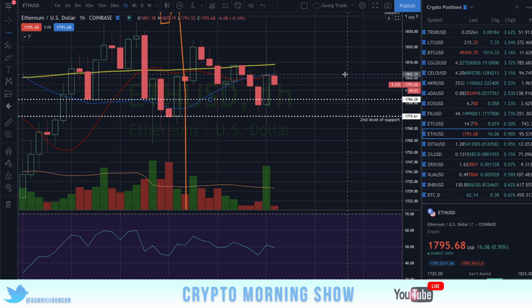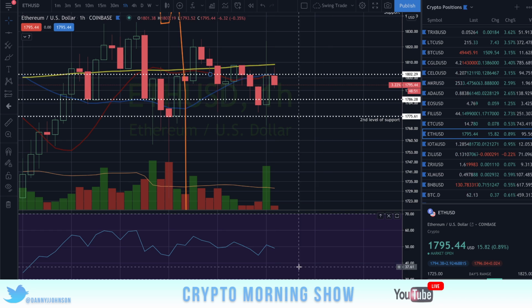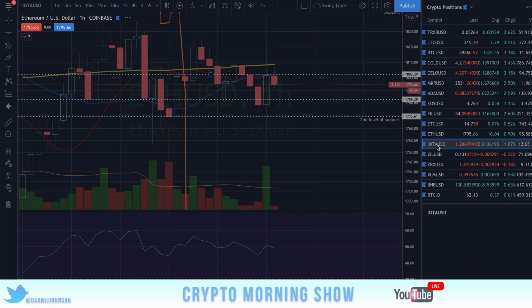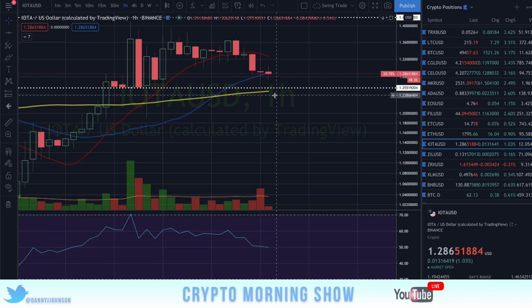But we do need to get above that region there, 1802.29, then look for the 100-day moving average resistance, and then try to push through there. Volume was pretty heavy last candle on the hourly, so we're early into this candle. We'll see how it goes, just keep an eye on that volume, and keep an eye on Ethereum.